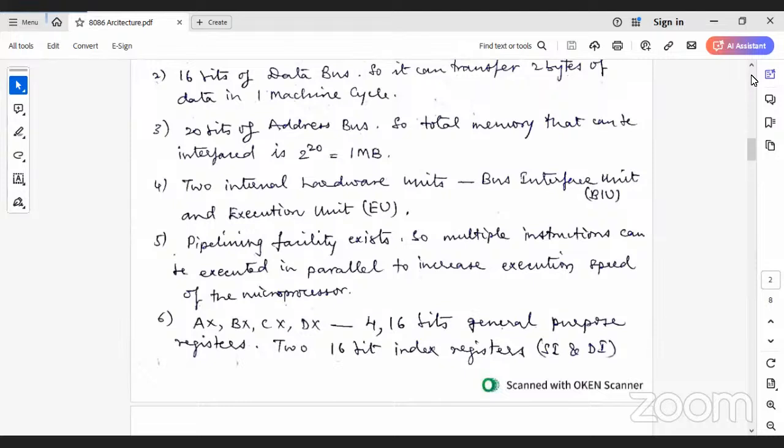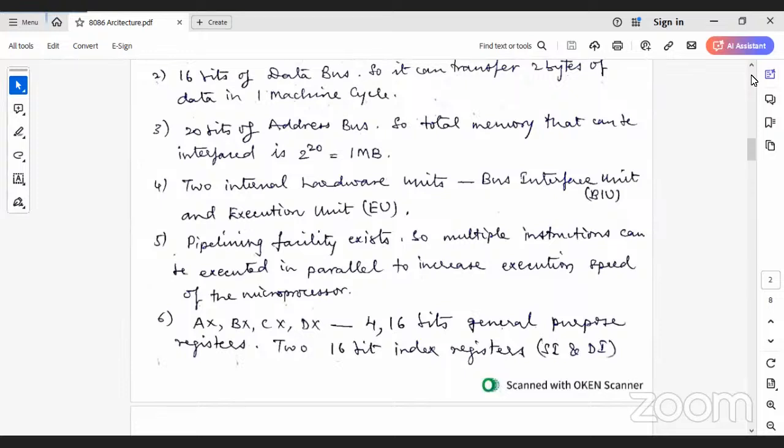So multiple instructions can be executed in parallel. So when I'm saying that the BIU is fetching the instruction and EU is executing the instruction, it means that parallel operation is being done, or it is doing something similar to your multitasking. So the parallel operation is also increasing the execution speed of the processor.